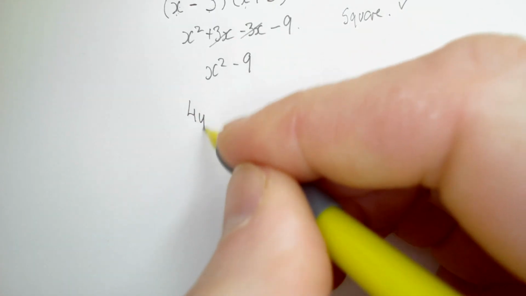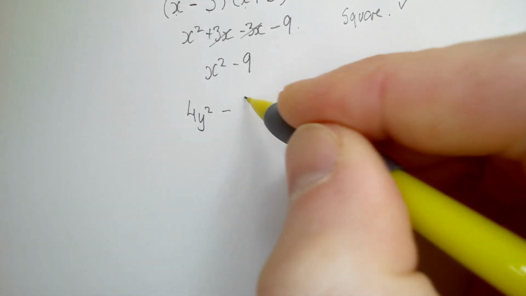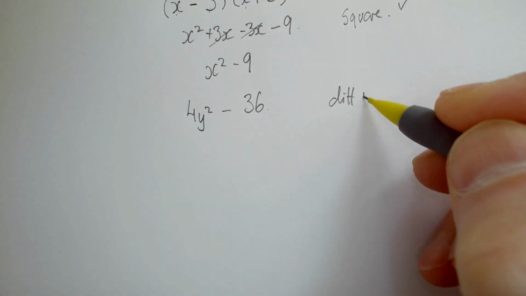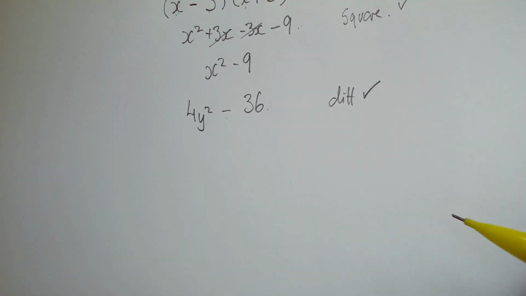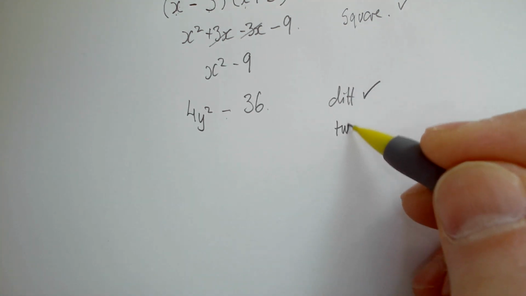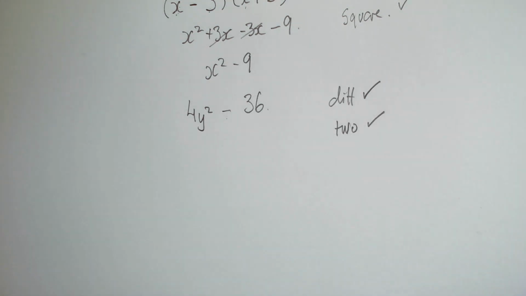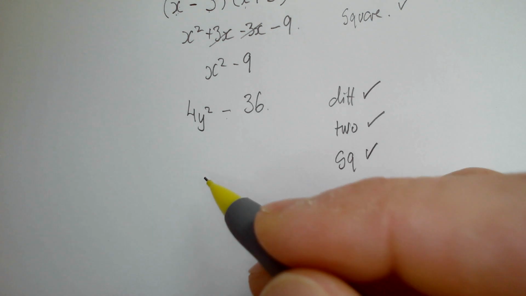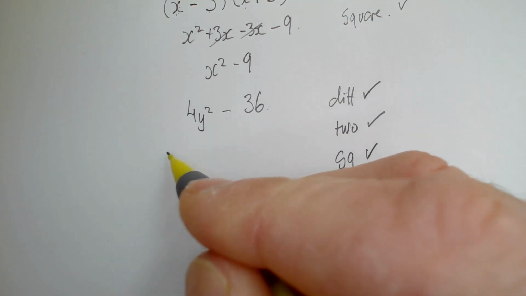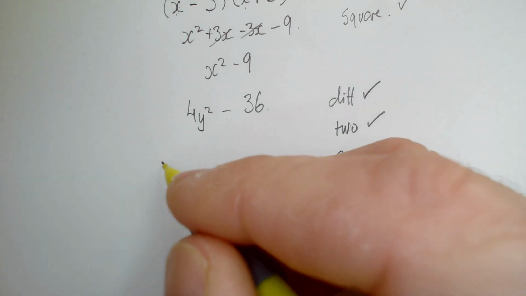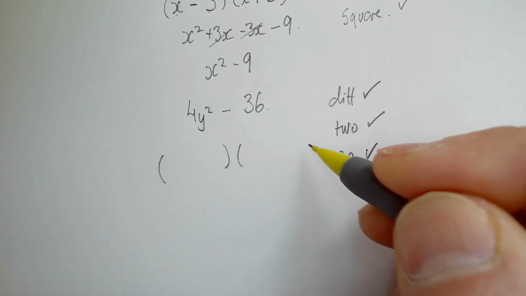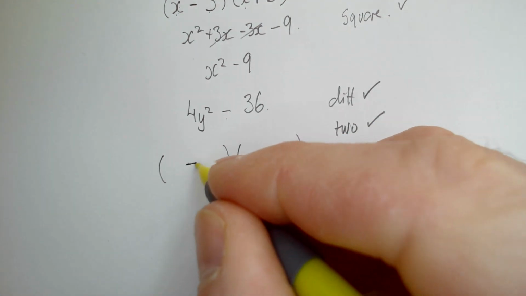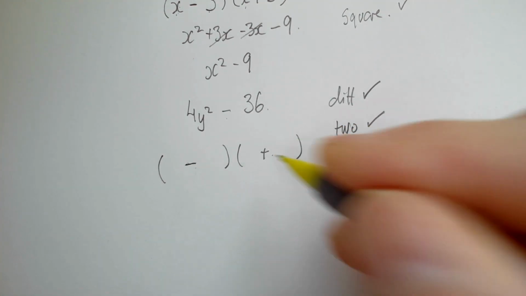What about 4y squared minus 36? Well, is there a difference? Yes, there's our difference there, okay? Is there only two terms? Yes, there is. Okay, 1, 2. And are each of those terms a square? Well, yes, they are. And what is that square? We're going to find out now. So now we know it's a difference of two squares. What do we do? We draw up our brackets. We put a minus sign here, and a plus sign here.